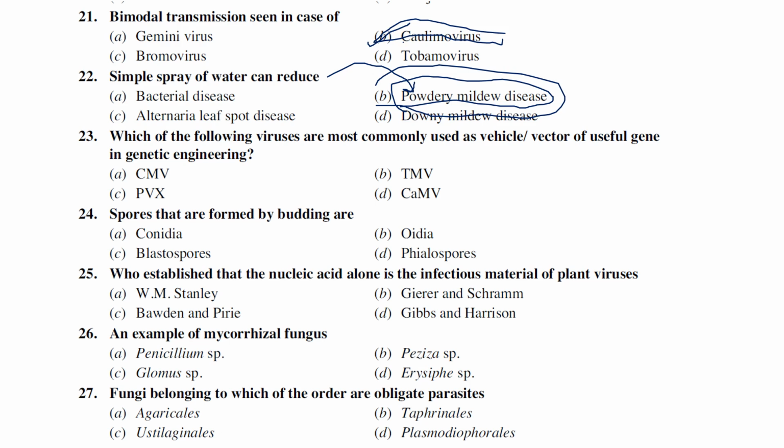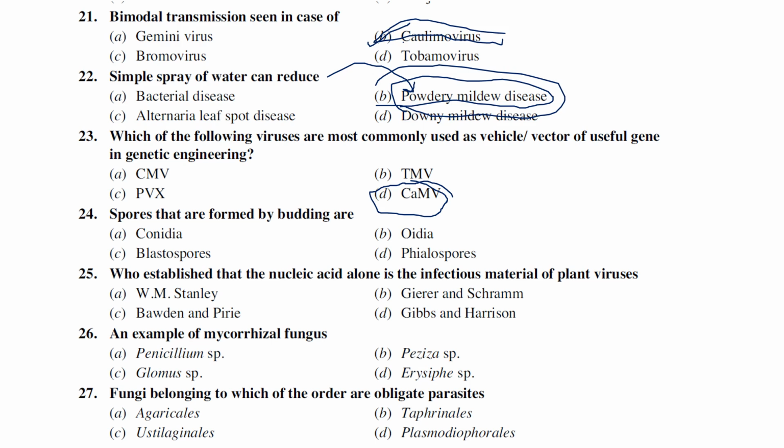So for this powdery mildew kind of disease, spray the water at the initial stages, not at the severe stages. Okay, which of the following viruses is not commonly used as a vector for genetic transmission? CMV, TMV, PVX, cauliflower mosaic virus. This cauliflower mosaic virus is the most commonly used vector for transmission of various kinds of plasmids in the genetic engineering process.